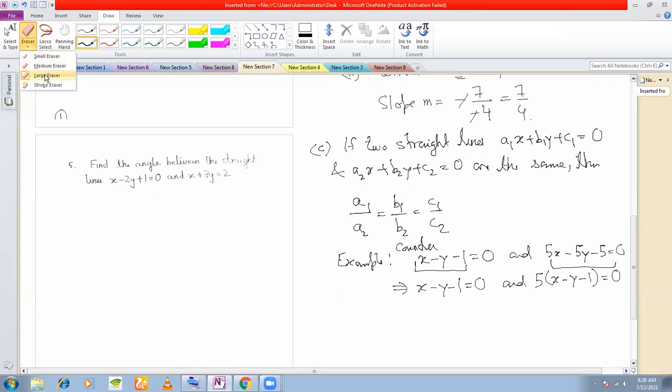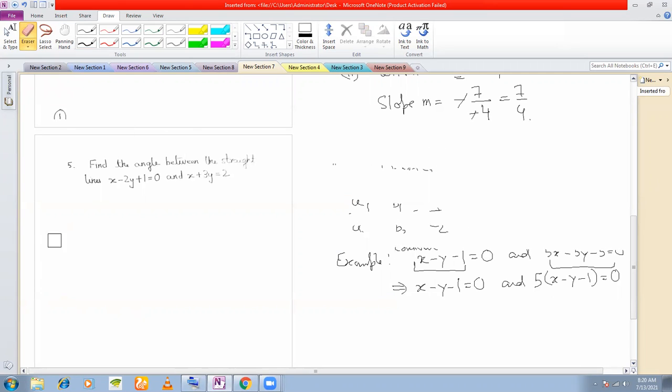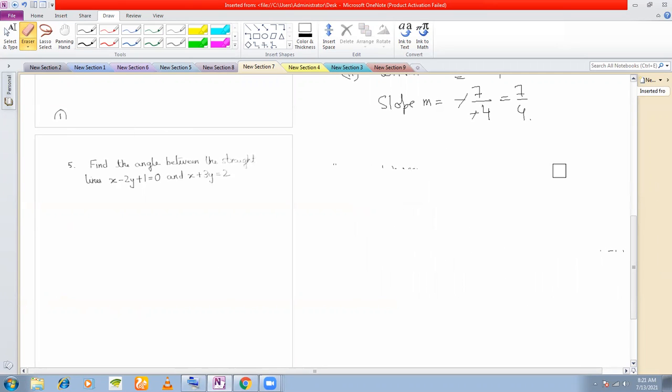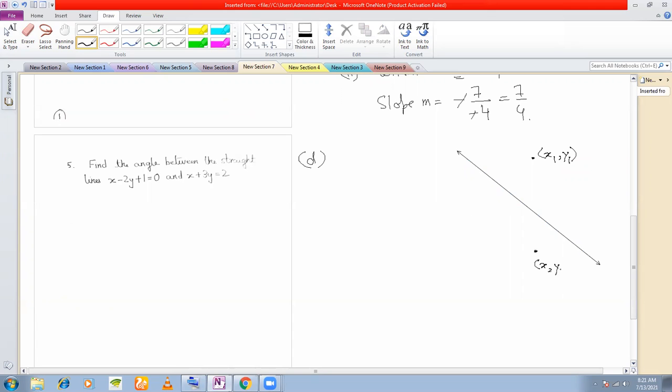Okay. The next concept that you must know before starting the problem, this is concept number D, is that if I have a straight line on the xy plane and I have 2 points on the xy plane, what are the possibilities? The points x1 y1 and x2 y2 can either be on the opposite sides of the line, or they can be on the same side. Yes, sir. These are the only two possibilities.